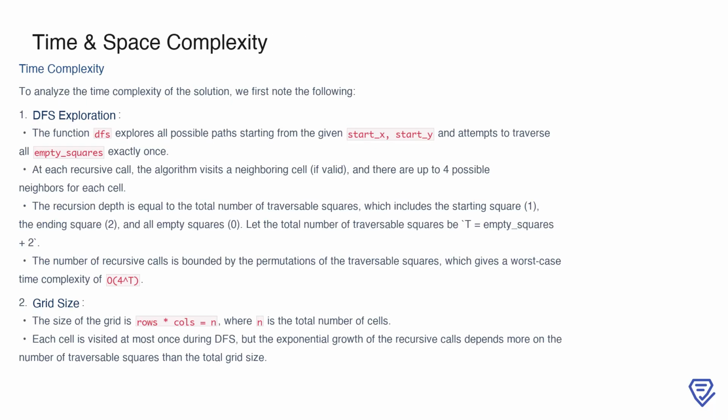To analyze the time complexity of this solution, let's start by examining the depth-first search, or DFS, process. The DFS function explores all possible paths starting from the initial square and attempts to visit every empty square exactly once. At each recursive call, the algorithm checks up to 4 neighboring cells, provided they are valid moves. The recursion depth is determined by the total number of traversable squares in the grid, which includes the starting square, the ending square, and all empty squares.